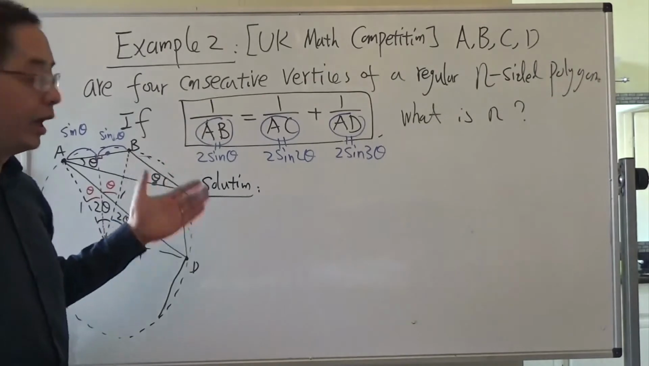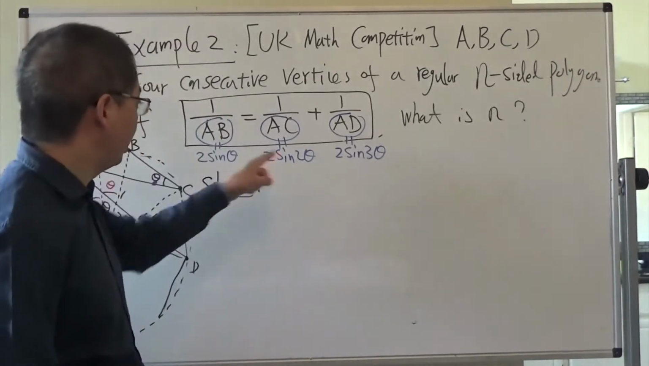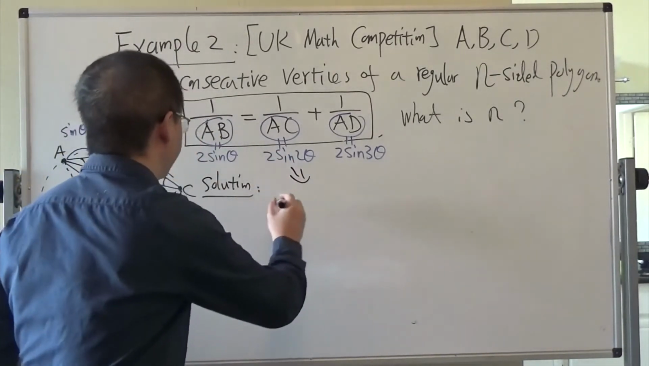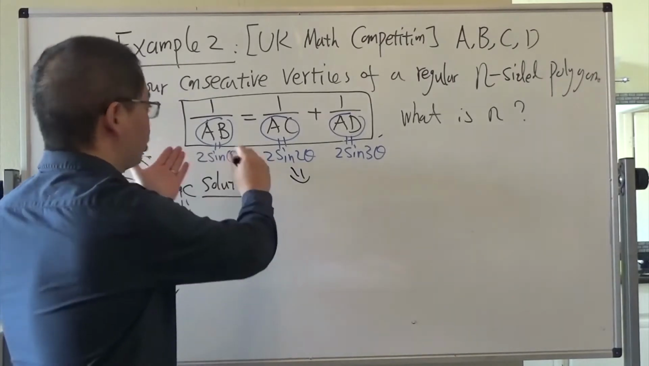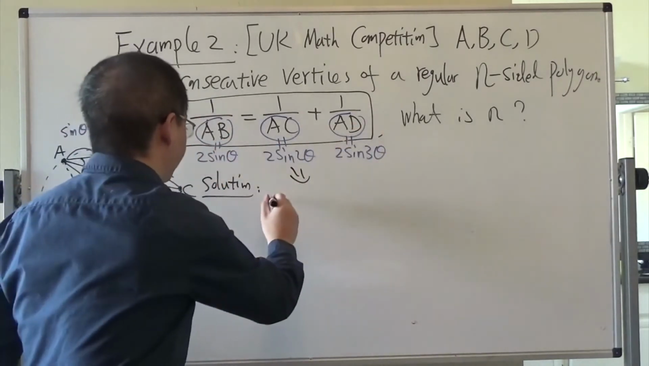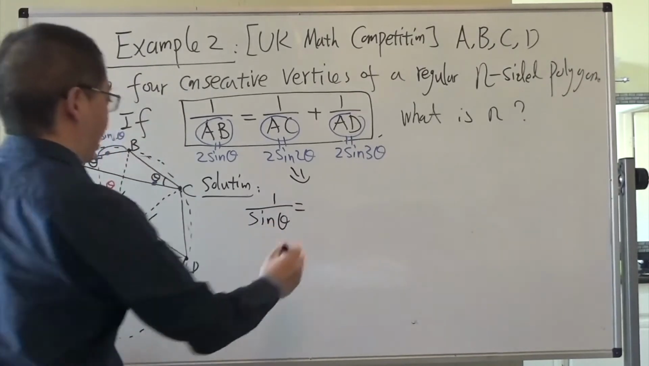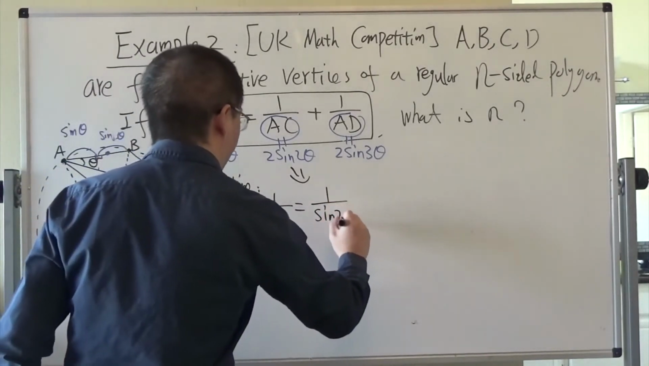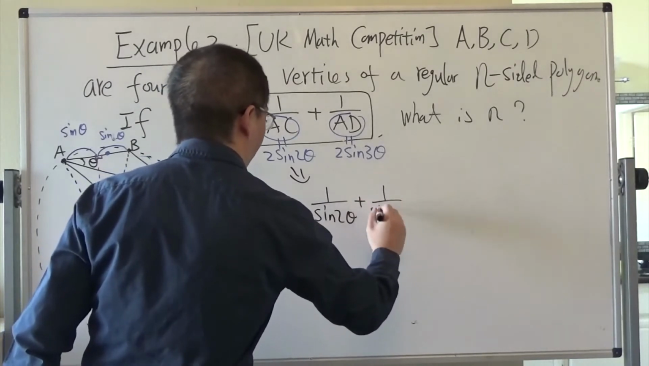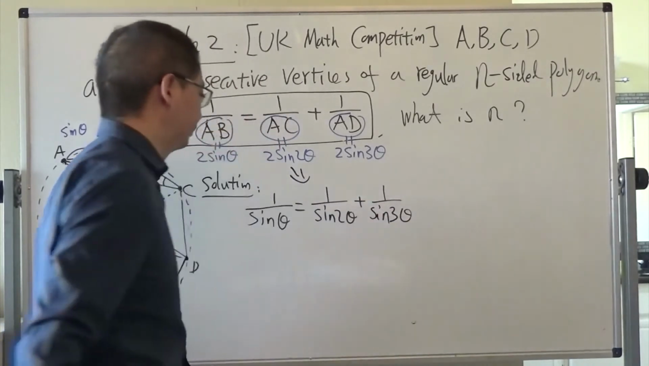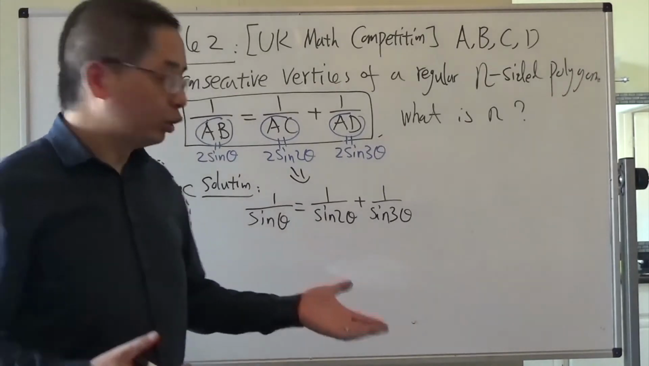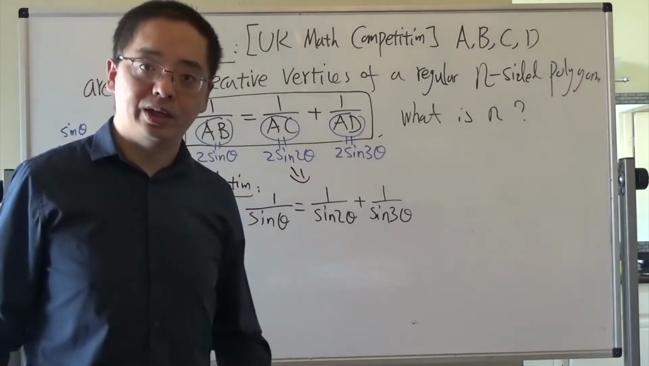Therefore, this equation is reduced to an equation that only involves the angle theta. From here we can cancel 2 on both sides, so we get 1 over sine theta equals 1 over sine 2 theta plus 1 over sine 3 theta. Okay, it boils down to solving this trigonometric equation.